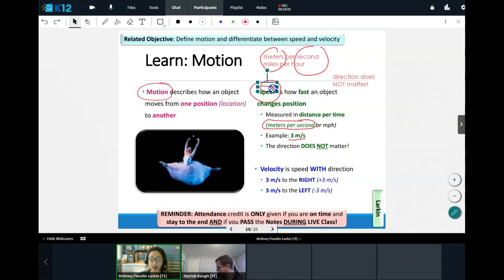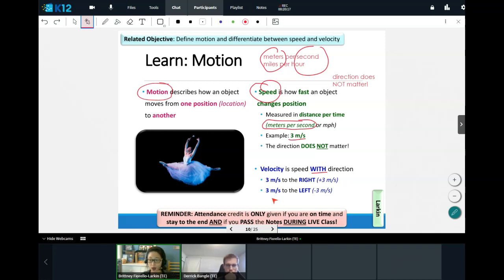Velocity, on the other hand, is very similar to speed, but it's actually speed with direction. This means that velocities can actually be negative if you're going in what is considered a negative direction. So for example, if you're going 3 meters per second to the right, the velocity would be a positive 3 because right is the positive direction. Often that's how we generally label them. If you're going 3 meters per second to the left, though, that's actually the opposite direction. And to represent that as an accurate velocity, you actually need to put a negative in front of that number.